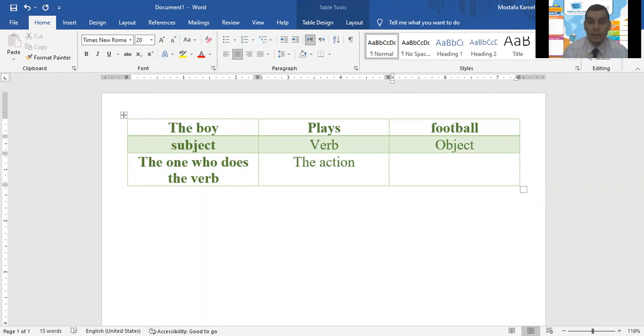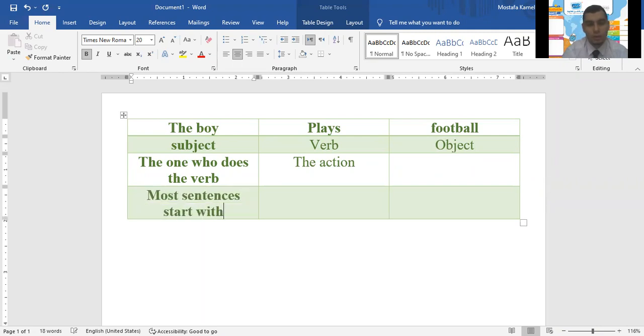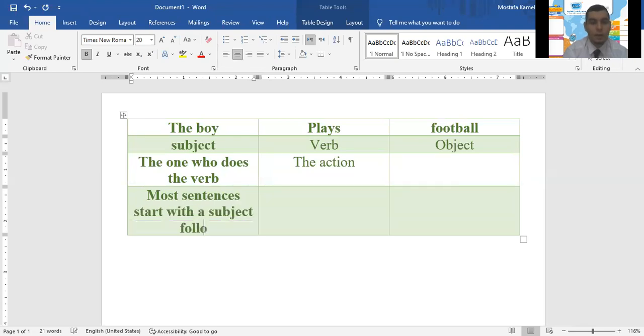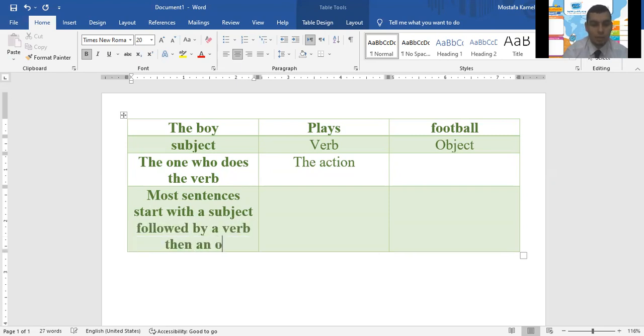So do you think, Malik, that any sentence starts with the subject, then the verb, then the object? Yeah, most sentences, right? So let's write it here. Most sentences start with a subject followed by a verb, then an object, right?